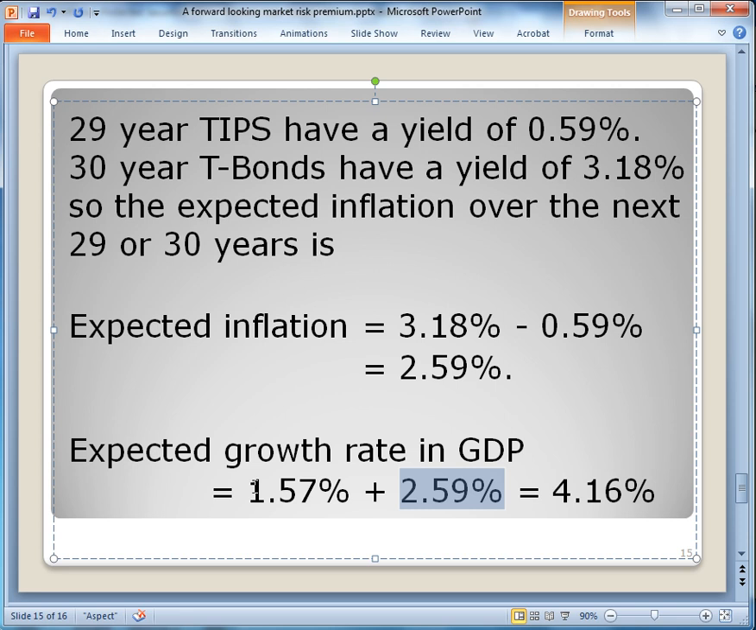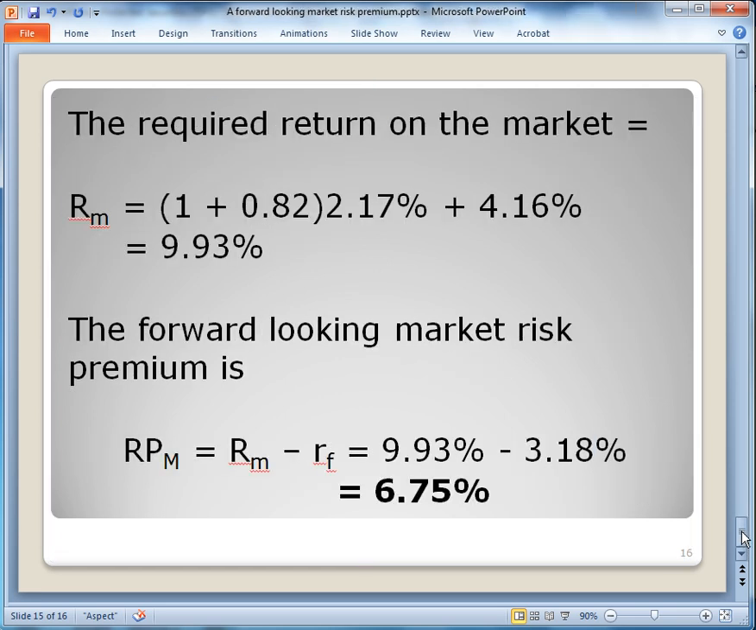If we expect the future growth rate in GDP to be similar to the historical growth rate in GDP, so 1.57% growth rate, 2.59% inflation, for a total of 4.16% expected growth rate in GDP, which ought to be pretty close to the expected growth rate in the market portfolio, sales, cash flows, dividends, total payouts, all of the above. So this 4.16% is our estimate of G.